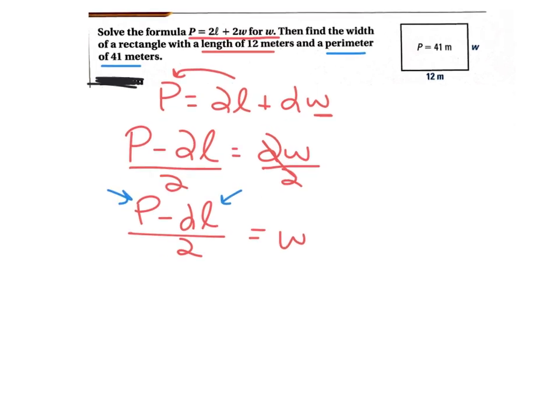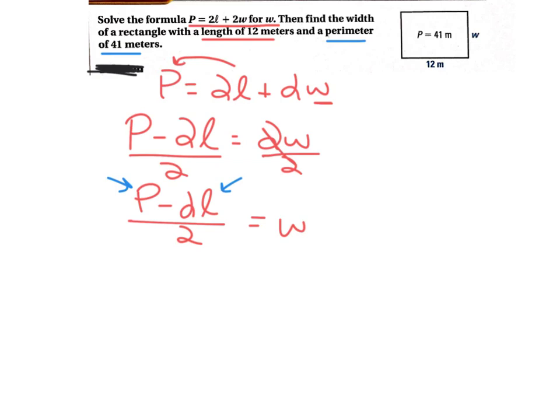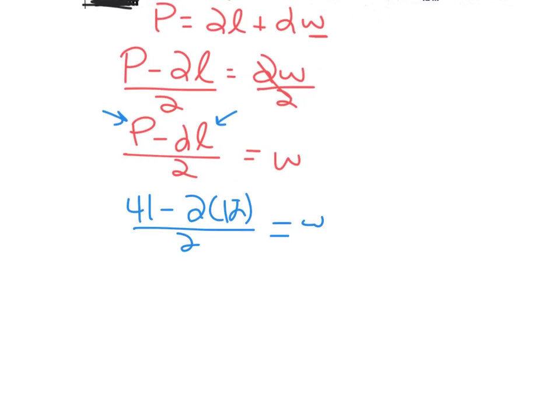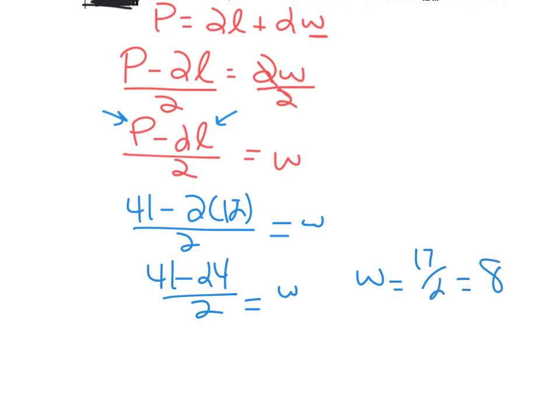Let me move it up just a little bit to have a little bit more room. It's going to be the perimeter was 41, and the length was 12, all over 2, equals W. And just work that out. Let's take one more step here. 2 times 12 is 24, over 2, which is W, so W is going to be 17 over 2. And if you want the decimal form, you can always go 8.5.